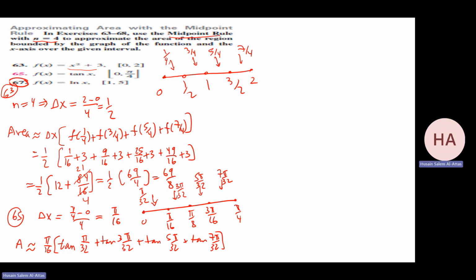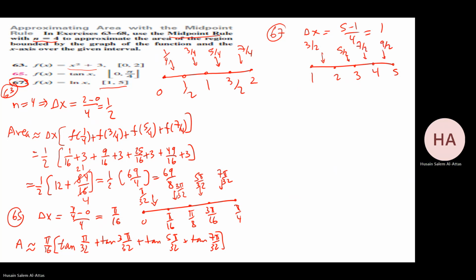Okay. Now this one, 67. Yeah, delta x, this one would be easy. 5 minus 1 over 4, which is 1. So this is 1, 2, 3, 4, 5. So I need 3 over 2, huh? 5 over 2, the mid, 7 over 2, 9 over 2.